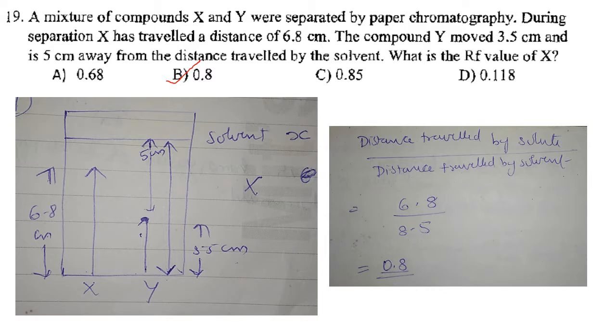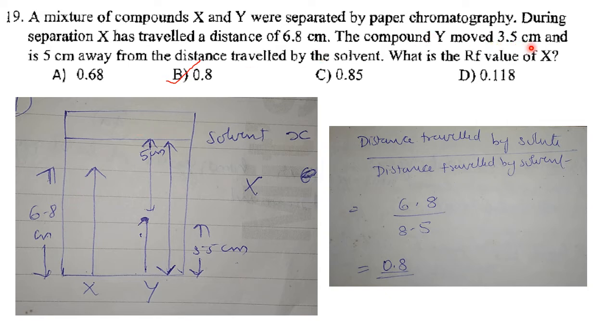Then next one. A mixture of compounds X and Y were separated by paper chromatography. During separation, X has travelled a distance of 6.8 centimeter. You can see the picture here. So X has travelled a distance from the bottom of about 6.8 centimeter.